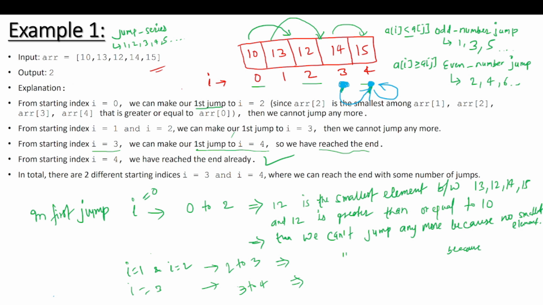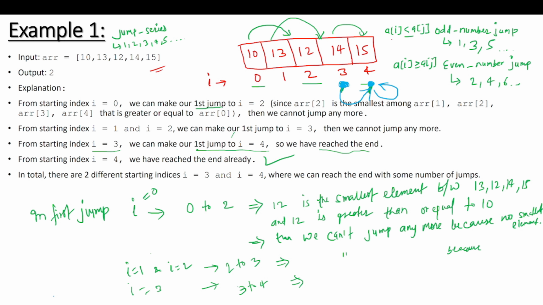As I told you, the jumps are given as the series 1, 2, 3, 4, 5 and so on, where 1, 3, 5, 7 and so on are odd numbered jumps, and 2, 4, 6 and so on are even numbered jumps. I'm repeating this many times because it is important.